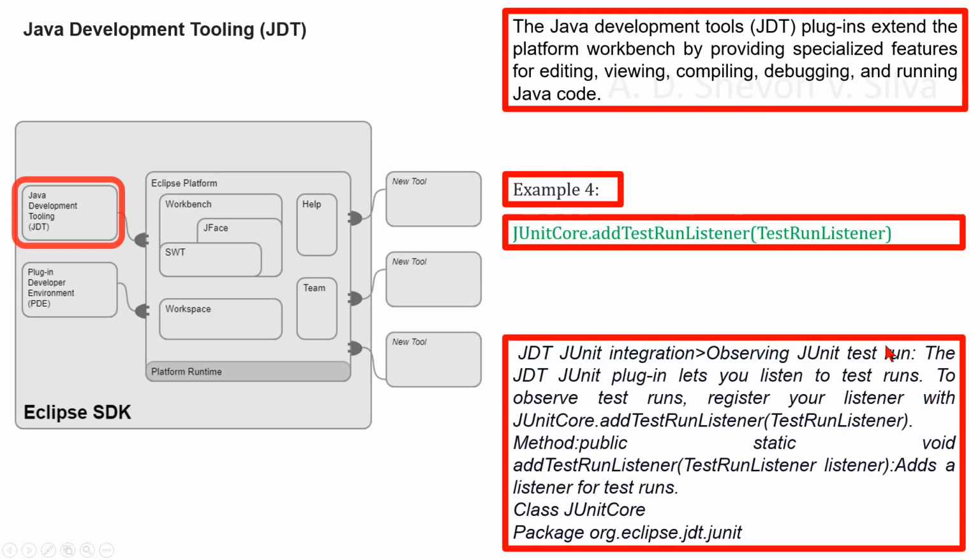Now we are considering observing JUnit test runs in JDT JUnit integration. The JDT JUnit plugins let you listen to test runs. To observe test runs, register your listener with JUnitCore.addTestRunListener. The method public static void addTestRunListener adds a listener to test runs. This is in the class JUnitCore, and this is in the package org.eclipse.jdt.junit. This listener will report all sessions and test cases started.